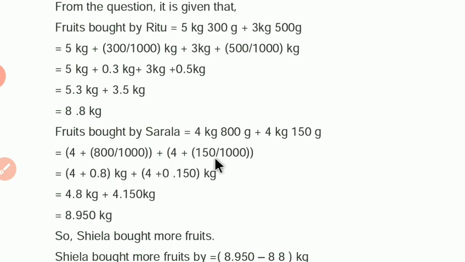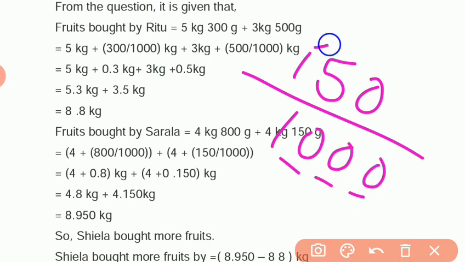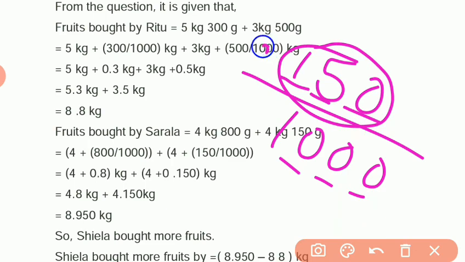Same here, 150 by 1000. How many zeros are there? 1, 2, 3. It means after 3 numbers you have to put the decimal. So it can be written as 0.150. Now add it. So 4 plus 0.8 is 4.8, plus 4.150. If we add, we'll get 8.950.